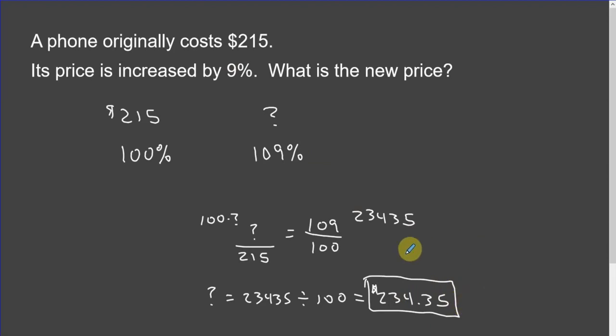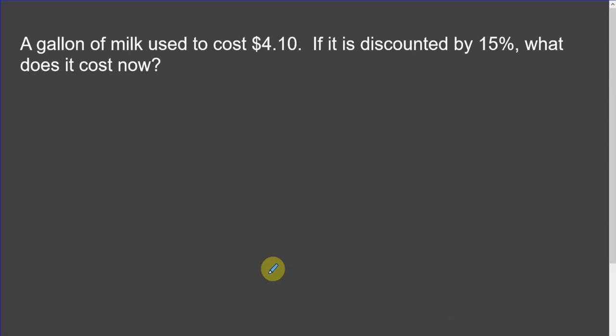Okay. I'm going to do one more, and then we'll stop this video and start a second, and we'll do a second one with more examples. But here's one more problem. This one is going to be where the quantity goes down. So a gallon of milk used to cost $4.10. If it's discounted by 15%, what does it cost now? All right, so the original price was $4.10. We want to know what the new price is. It's going to be lower.